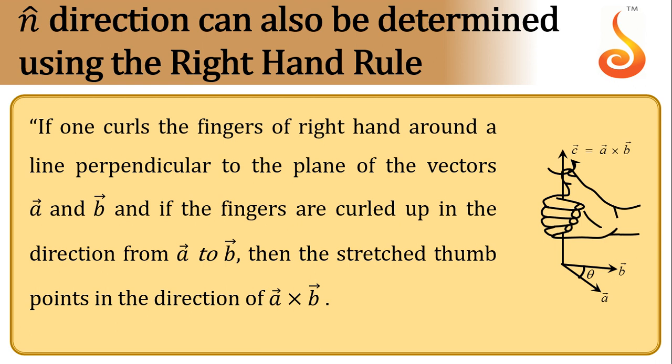Or if you want to use the so-called right hand rule, if one curls the fingers of the right hand around a line perpendicular to the plane of the vectors A and B, and if the fingers are curled in the direction A to B, then the stretched thumb points in the direction of A cross B. So notice that this is A and this is B. Imagine curling your right hand fingers from A to B, then the extended thumb indicates the direction of the cross product.